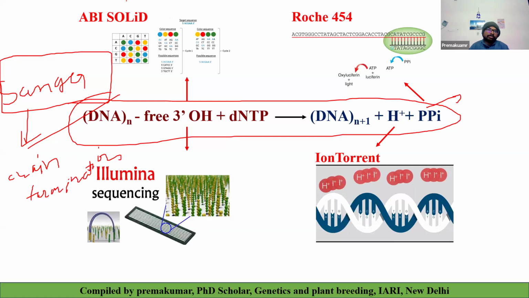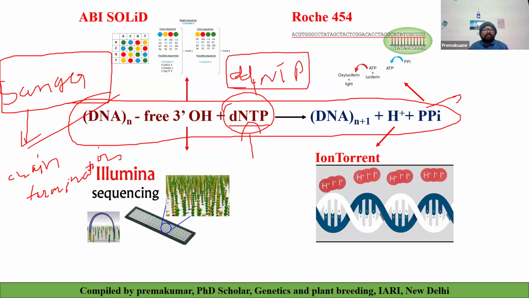Why is it called the chain termination method? We are using nucleotides like dNTPs. Here, instead of adding dNTPs, we are adding ddNTPs. What is the meaning of ddNTPs? Can anyone tell? Dideoxy NTPs. Yeah, dideoxy NTPs. Why are we using ddNTPs particularly?